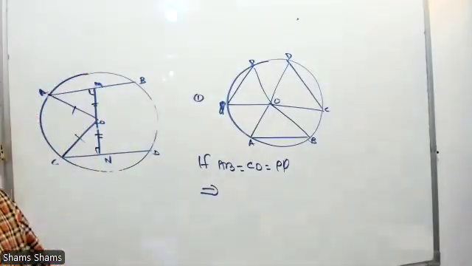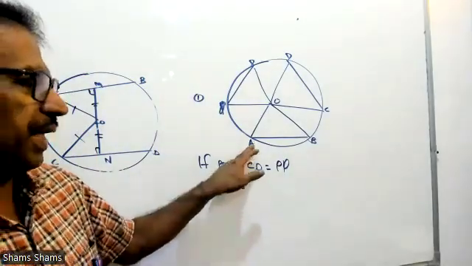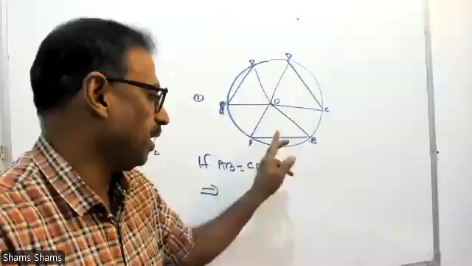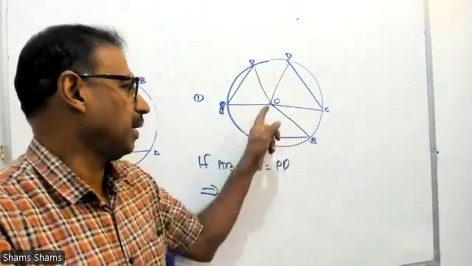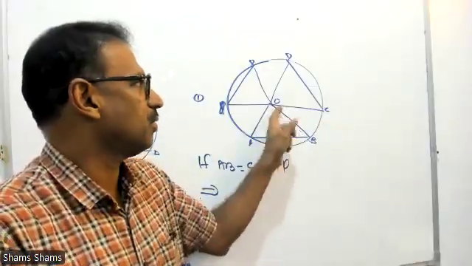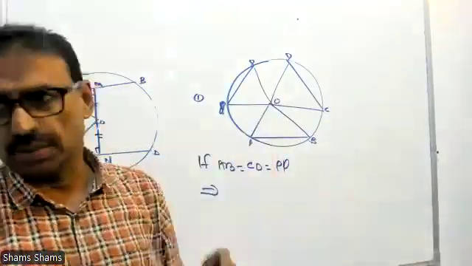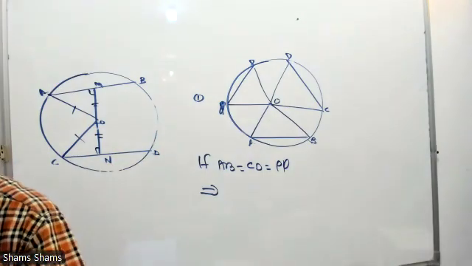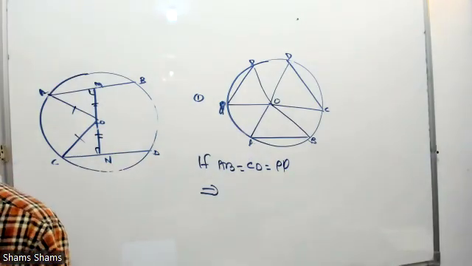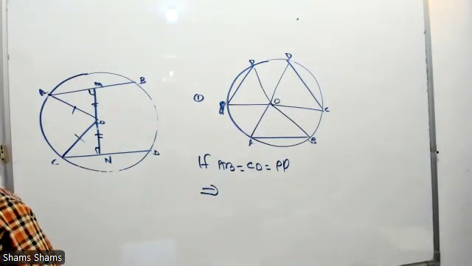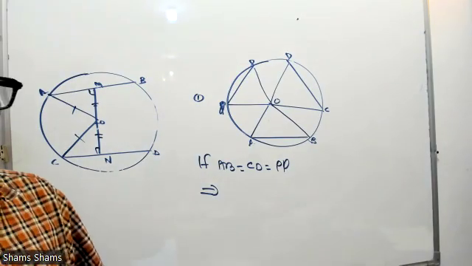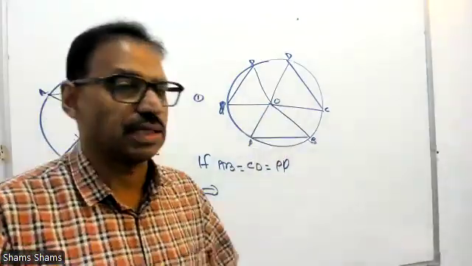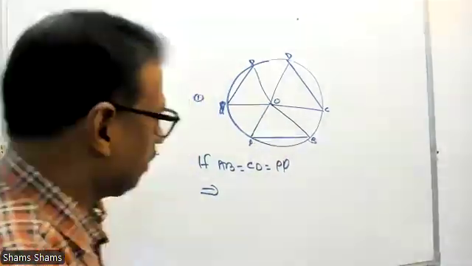Okay. Listen. Here AB. If AB equals CD equals PQ, then angle AOB equals angle COD equals angle POQ. Equal chords subtend equal angles at the center. Its converse is what? If the center angles are equal, chords are also equal. Second theorem is the converse of the first theorem.